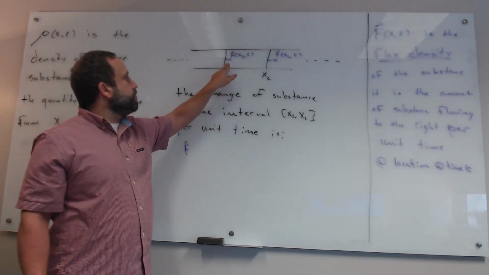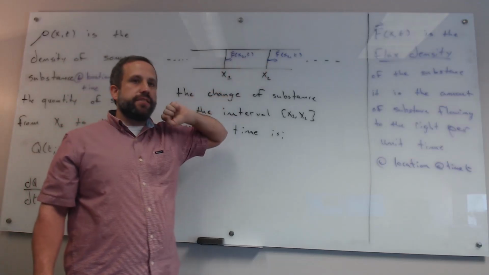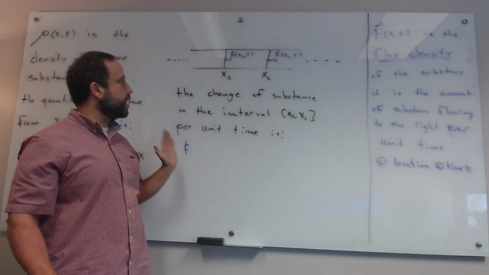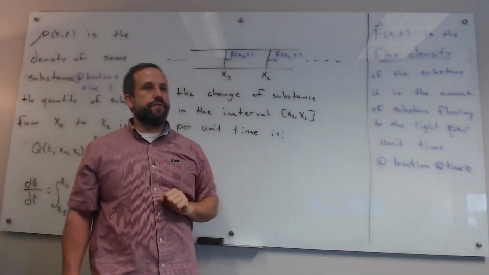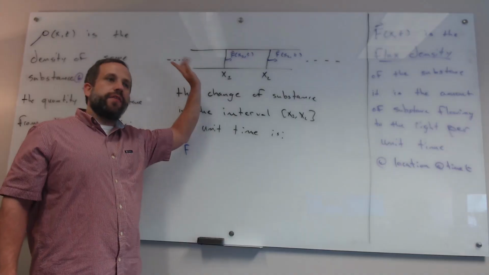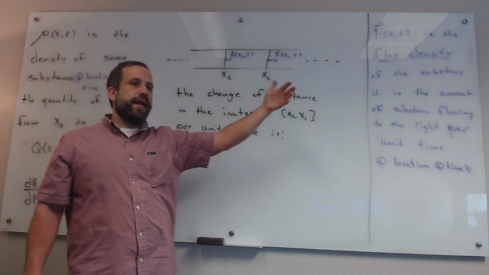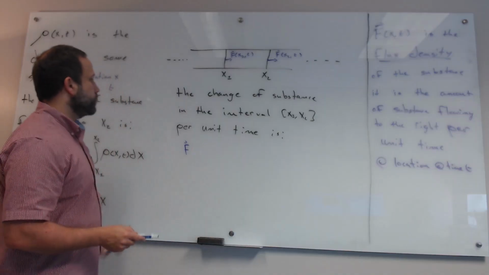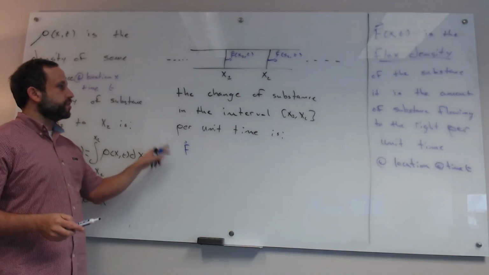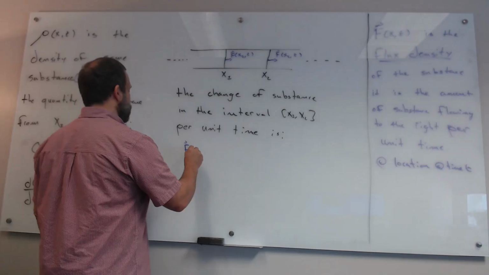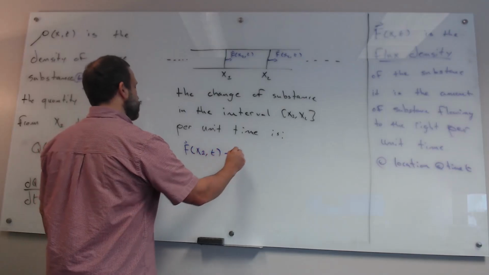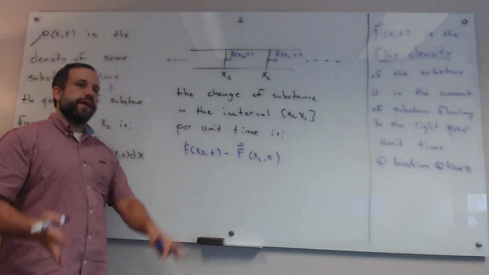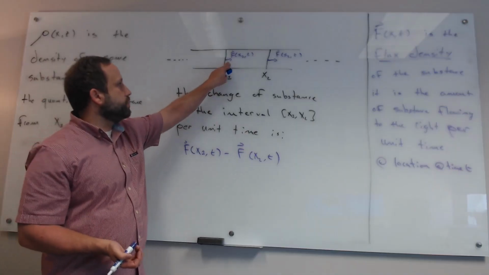Now, if the arrow is positive here and positive here, then saying rate in minus rate out makes a lot of sense. It's kind of intuitive that the rate in minus rate out would be f of x1, t minus f of x2, t. If you have a left pointing arrow here, then think about what happens if it's negative here, what rate in minus rate out means. I guess maybe that's one way to think about it. Okay. So another way to write the change of substance in the interval per unit time is going to be rate in, which is f of x1, t, minus rate out, which is f of x2, t. Now the rate in minus rate out only makes sense if we're going positive there and positive there.